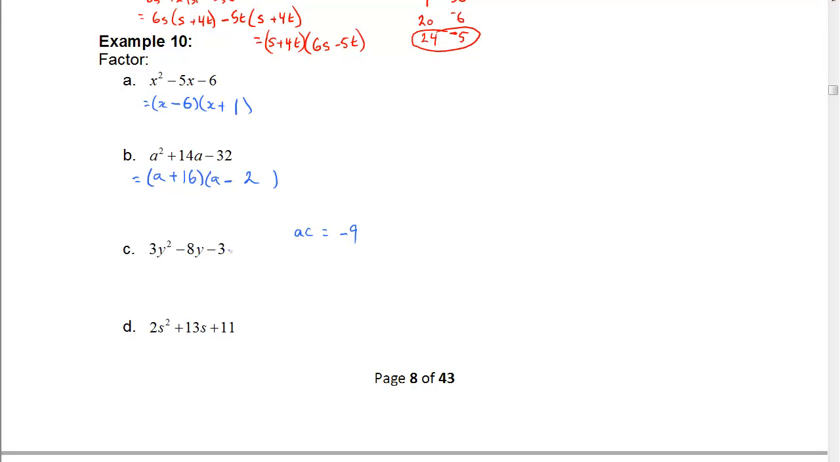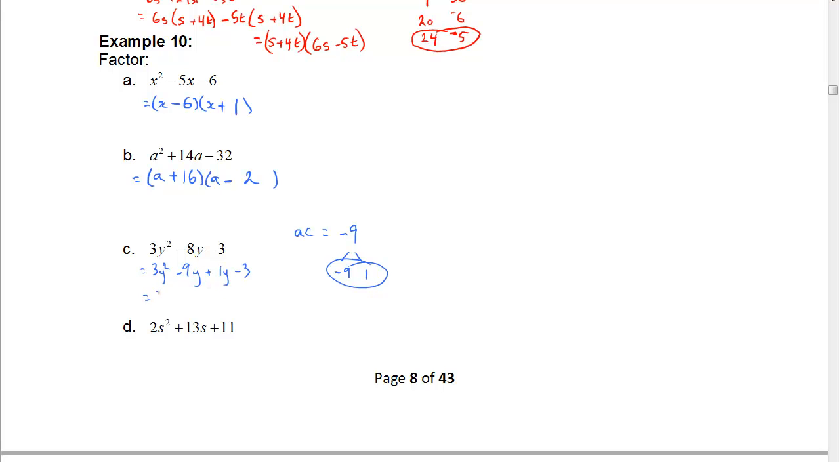For the last two, we're going to factor by grouping again, so here we have AC is negative 9, negative 3 times 3. That comes from negative 9 and 1, which, if you add them together, gives negative 8. So we get 3y squared minus 9y plus 1y minus 3.